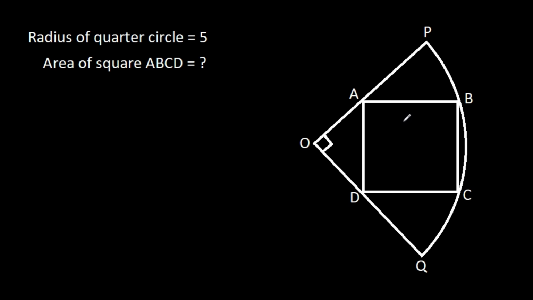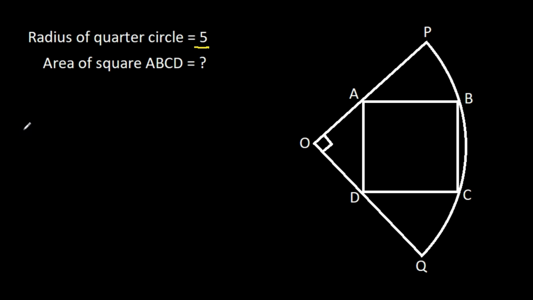In this video, we have been given a square ABCD inside a quarter circle and the radius of the quarter circle is 5. Then we have to find the area of ABCD.